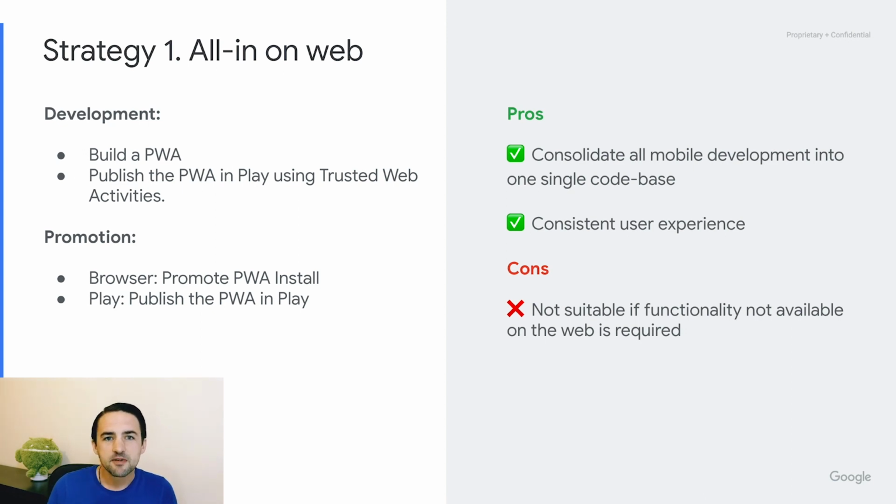This strategy is best for businesses that don't have a native app already, or have an outdated app, or have an app that relies heavily on web views already. The main pros of this approach is that it consolidates all mobile development into one codebase and provides a consistent user experience no matter how users discover you. The main con of this strategy is if you need some functionality that's not available on the web, this won't work. But for most of you, this won't be a concern.